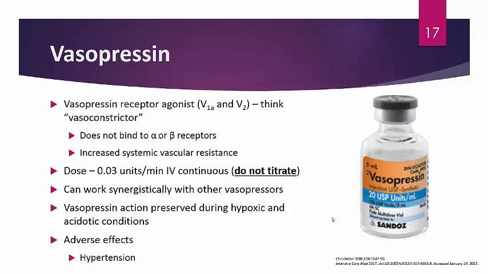An important thing to note about vasopressin is that its action is preserved during hypoxic and acidotic conditions like sepsis. So whenever you have a patient who is septic, this agent is actually recommended second line after norepinephrine for septic shock, which we'll talk about shortly. Its adverse effects include hypertension as a result of the vasopressin receptor effect.